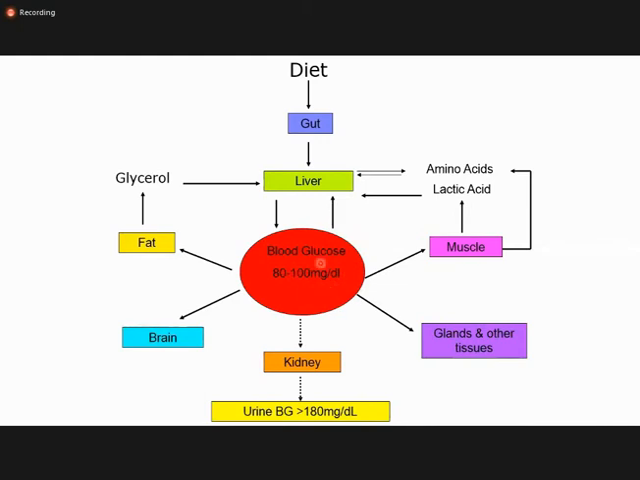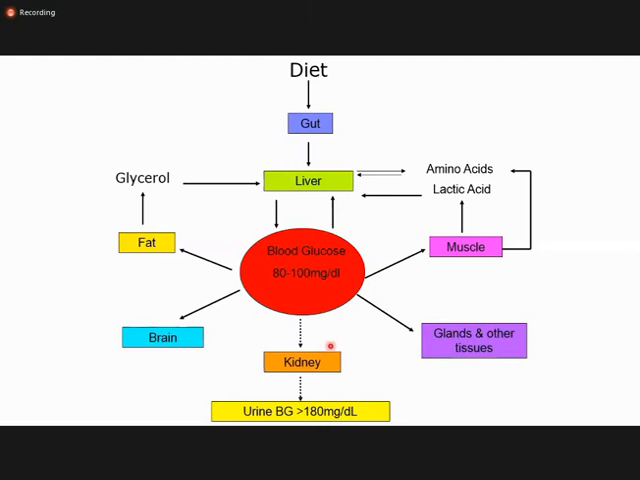Now, this can be regulated by various factors. For example, blood glucose can be taken up and consumed by muscles. It can be consumed by glands and other tissues. It can provide glucose to the brain, which is dependent only on glucose oxidation for its energy needs. And fat tissue can utilize this glucose, and it can synthesize glycerol, and then it goes back to the liver, and the reversible reactions can occur.